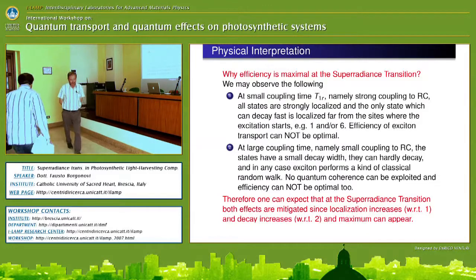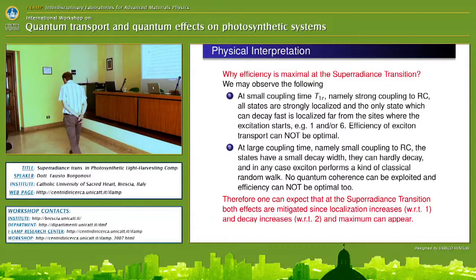We don't know, of course, but we can give some rough argument for this phenomenon. For strong coupling to the reaction center, all states are strongly localized. We also measure the participation ratio of the states, so we have strong localization in this case. The only state which can decay fast, which is the superradiant state, is localized very far from the sites where the excitation starts, because excitation starts from one side, and we are measuring the time to reach the sink, which is on the opposite side. So the efficiency cannot be optimal, because there is no overlap. We are in a strongly localized regime.